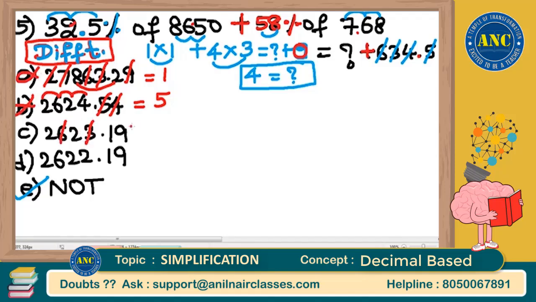Third option: 6 plus 3, 9 cancels. Again this 9 is cancelled. 2 plus 2 is 4. 4 plus 1 is 5. It is not equal to 4. Ruled out. Fourth option: again this 9 is cancelled here. 6 plus 2 is 8. 8 plus 1 is 9. 2 plus 2 is 4. You are getting 4 in this case, right? So this might be the correct answer.